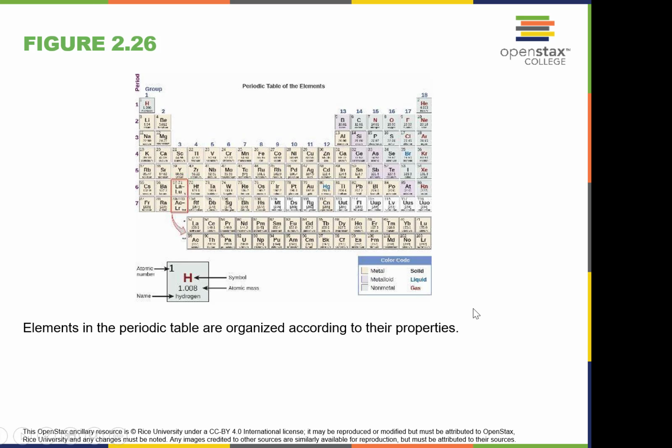You don't have to memorize which ones are liquids or gases necessarily. We'll talk about a few things related to that. You should know a little bit about where to expect to see those, but that's something we'll discuss as we talk about other things on the periodic table.